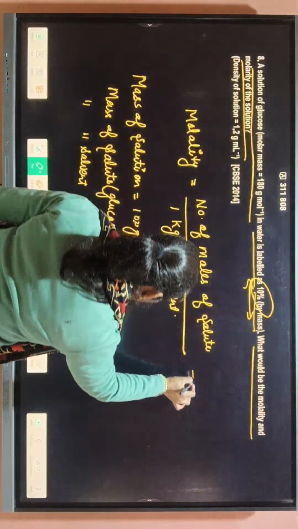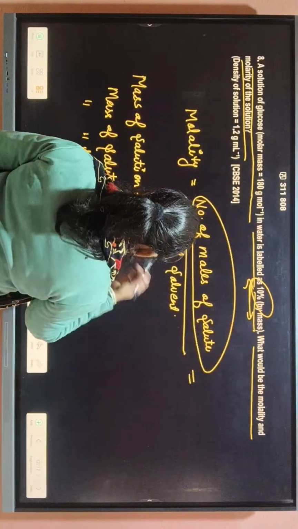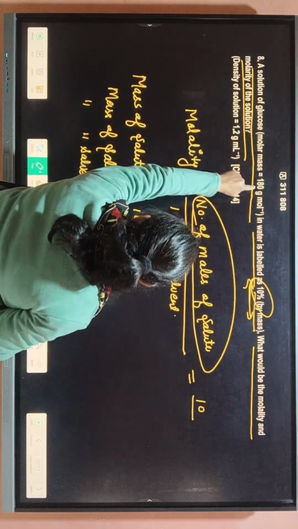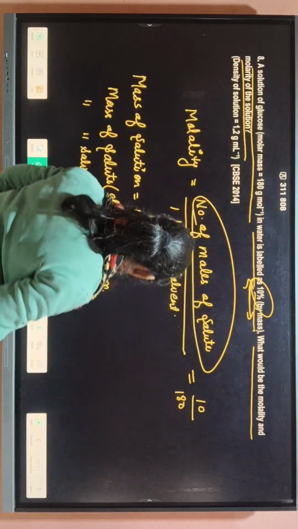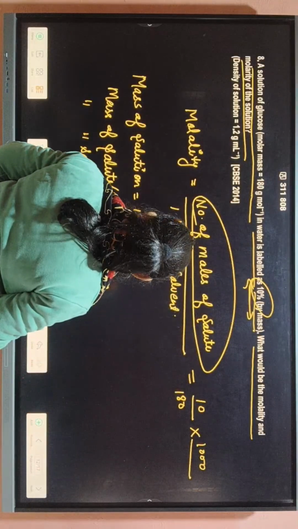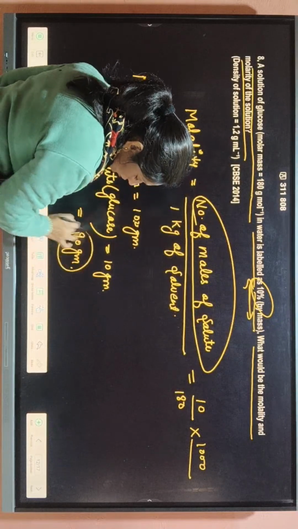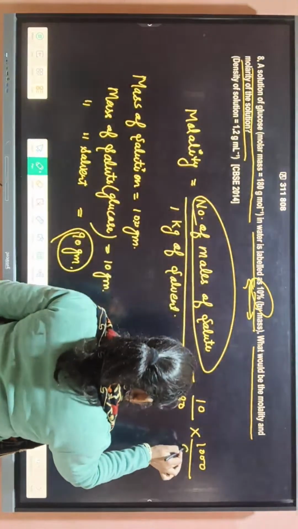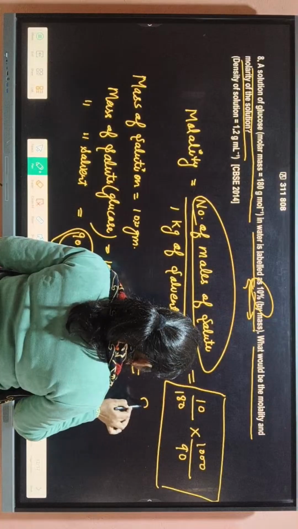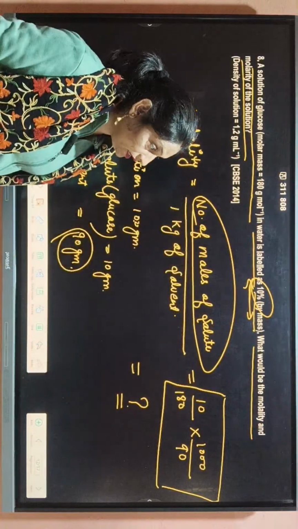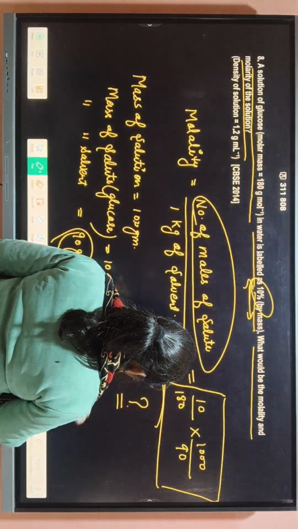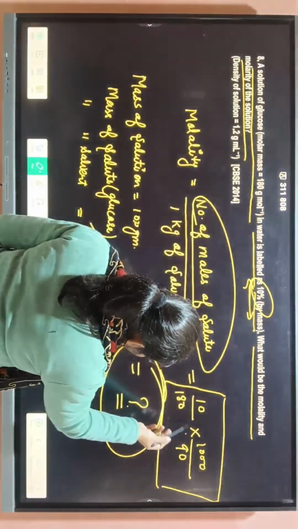So number of moles of solute: how can you convert into moles? Given mass of solute is 10 by molar mass of solute, already given, 180, into 1000 by the given mass of solvent, which is 90, as I already told about the formula. By calculating this, you can get the value for the molality. This is your homework. You will calculate this value.